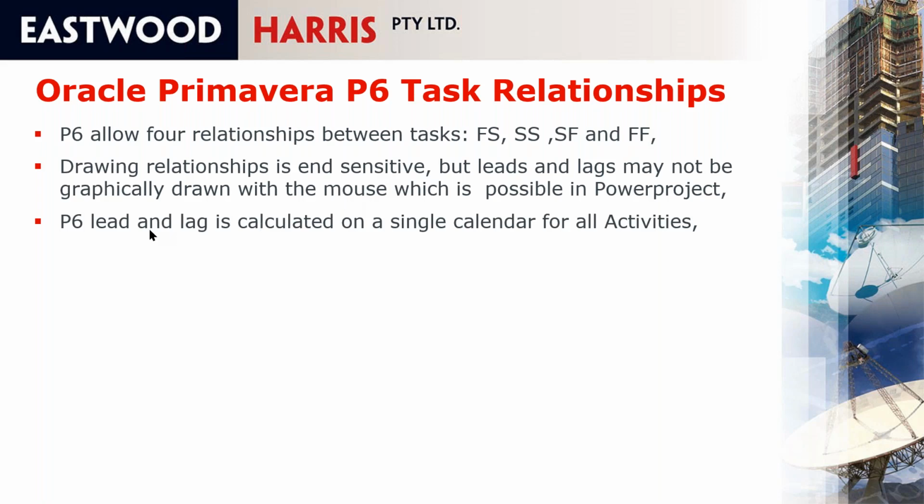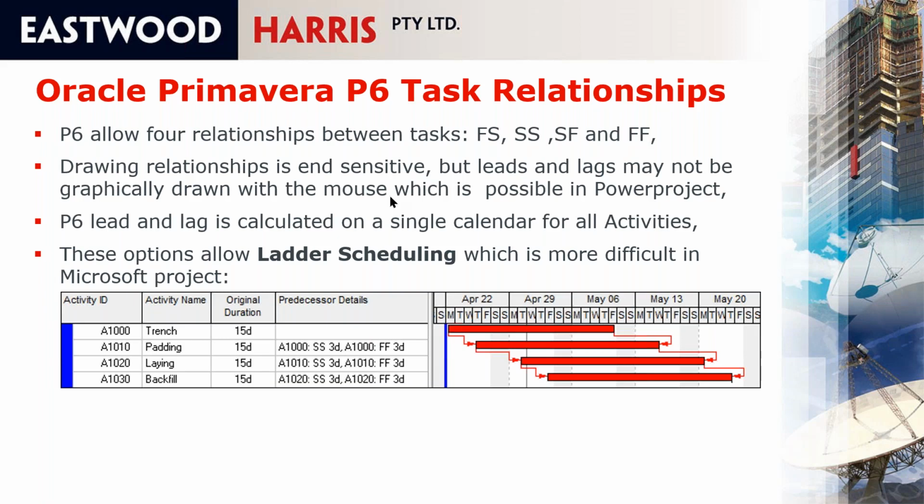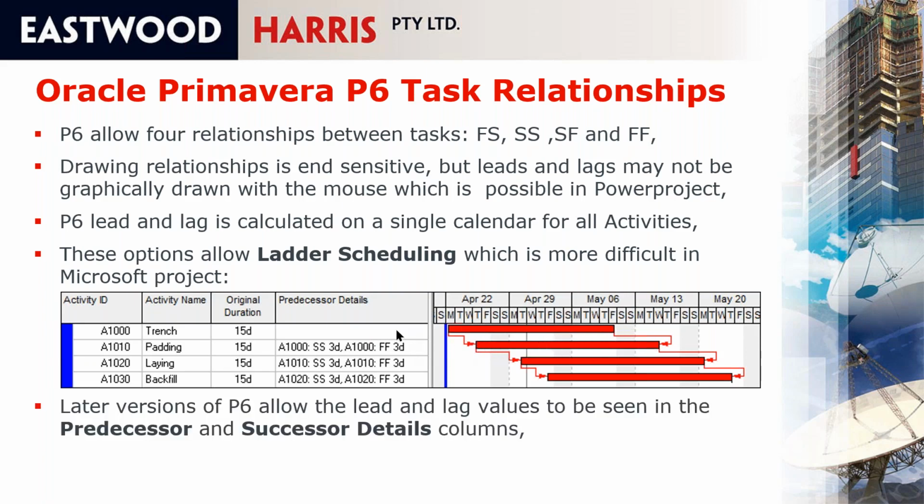P6 relationship lag, so if you have a lead or lag, is calculated on a single calendar for all activities. So you can have a choice of whether you have the predecessor, the successor, the 24-hour, or the project calendar, but that calendar is assigned to the lag. So the lag is calculated on the relationship. This is useful in Oracle Primavera P6 because it does allow you to create ladder schedules here with a start to start and a finish to finish when you've got activities, because a lot of companies don't like to have large negative lags, which people tend to do if you're using Microsoft Project.